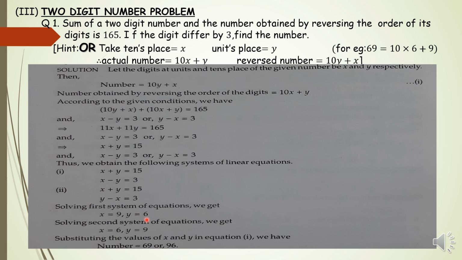Then solve the second system of equations. x plus y equal to 15 and y minus x is equal to 3. We will get x is equal to 6 and y is equal to 9. Again we are using the elimination method. Then substituting the values of x and y in equation number 1, we have the numbers as 69 or we can take 96. The numbers are 69 or 96.